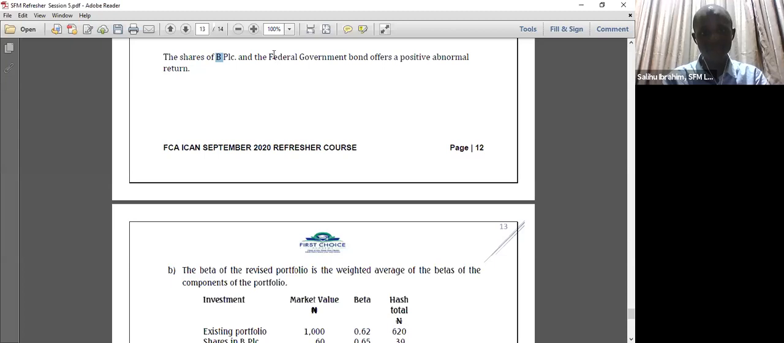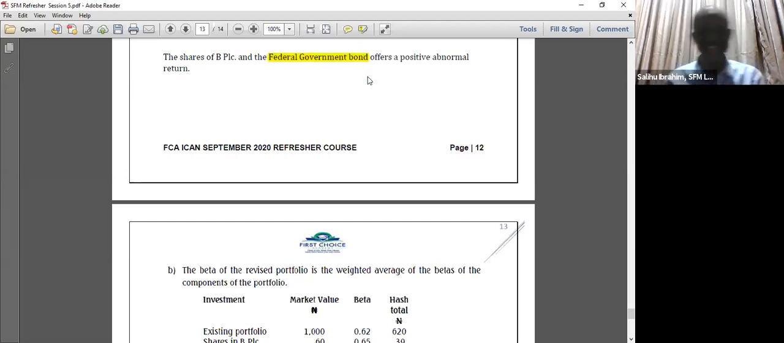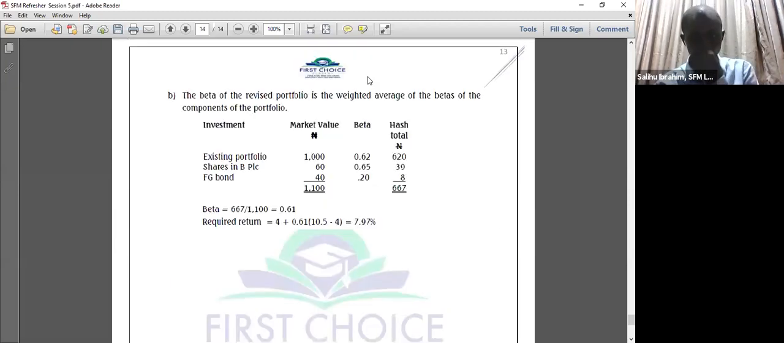The shares of BPSC and the federal government bond, okay. So if you follow what I just said, you will notice that for the federal government bond, the alpha value should be positive. So it means that the shares of BPSC and the federal government bond offer a positive abnormal return. That is A. Please correct the required return for the bond in your own note.